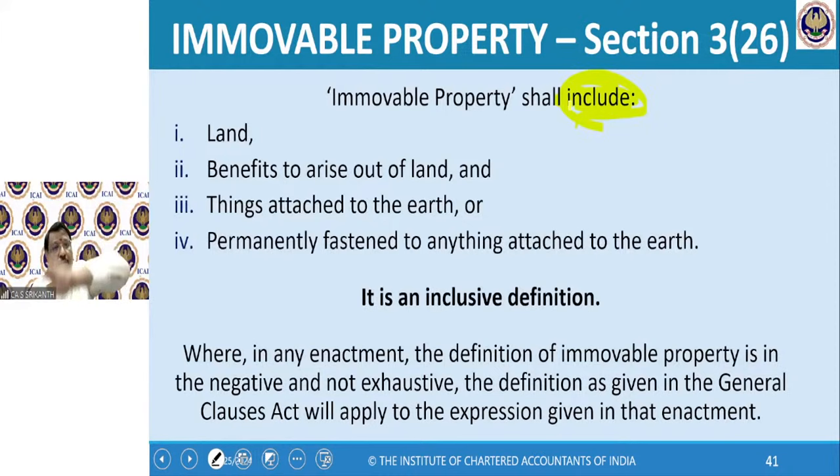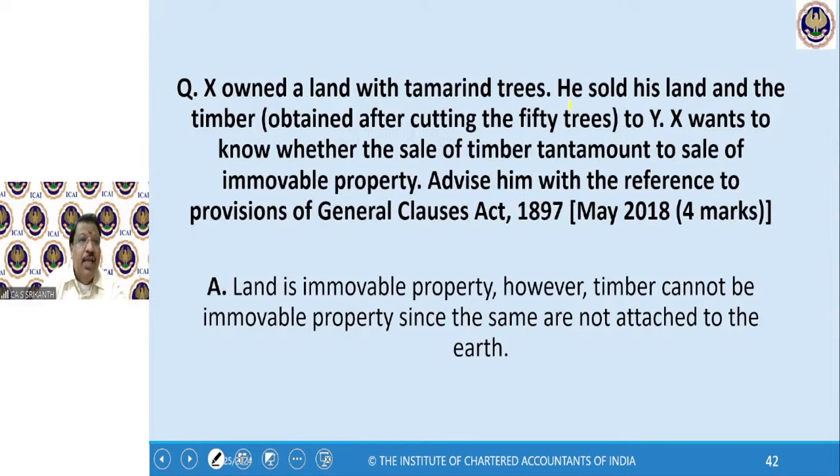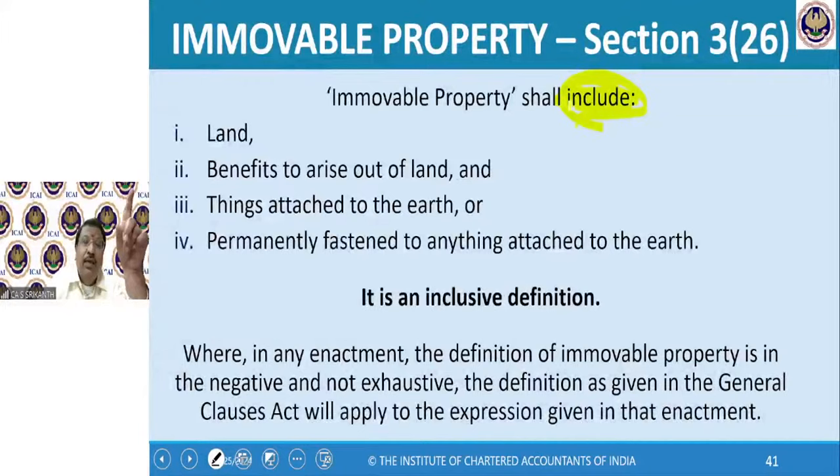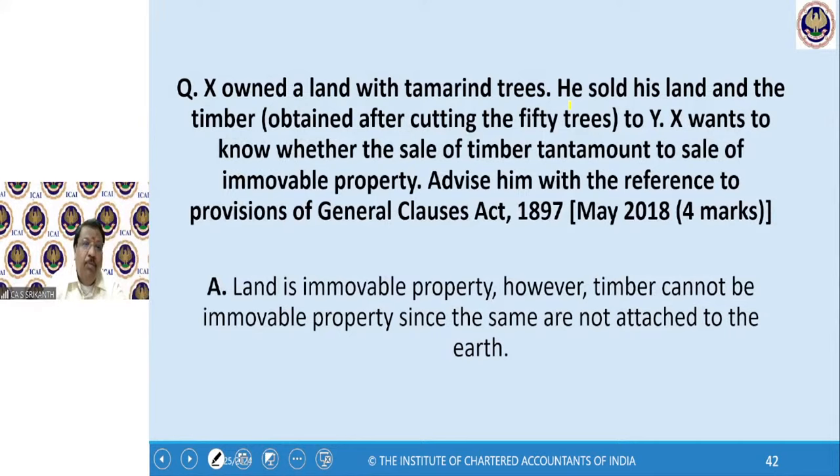is an immovable property. Okay. So X owned a land with tamarind trees. He sold his land and the timber obtained after cutting the 50 trees. X wants to know whether the sale of timber amounts to sale of immovable property. Please note, with reference to the General Clauses Act, land is immovable property. Timber cannot be immovable property since it is not attached to the earth. So the timber will not be immovable property. Only anything which is attached to the earth will be immovable property. This is not attached. It can be removed.